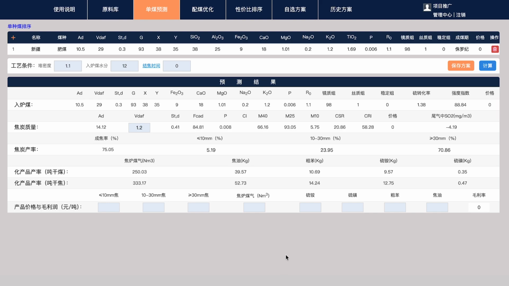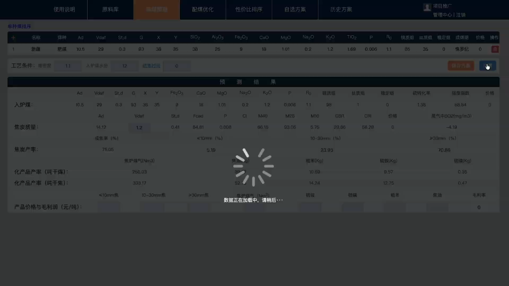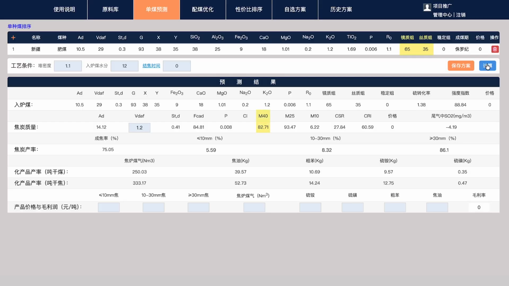Let's go back to the western coal test model to see where the problem lies. The first difference between these two coals is the vitrinite component. Let's adjust the vitrinite content to match and see the impact on cold and hot strength. The result is out. Cold strength increased to 82.7, nearing Puxian's level. Hot strength increased by 7, currently at 27.8.